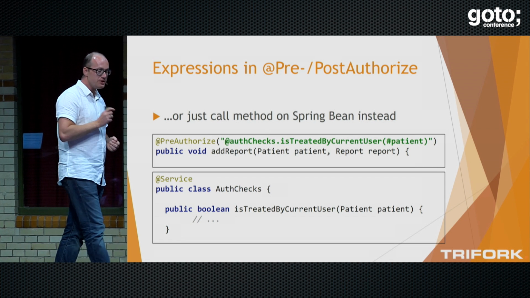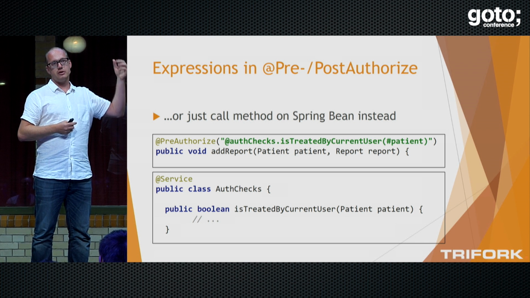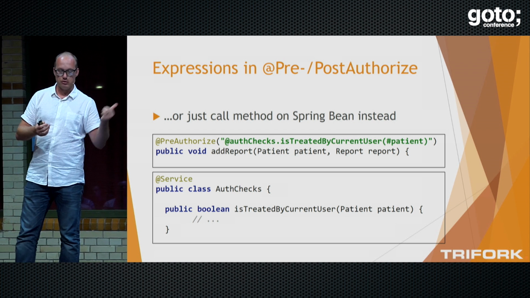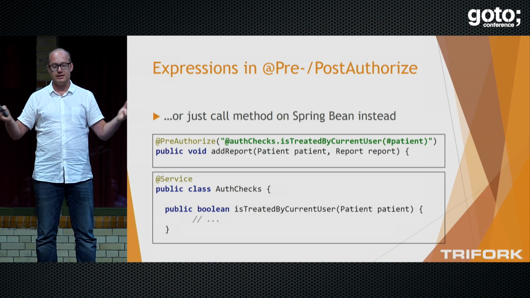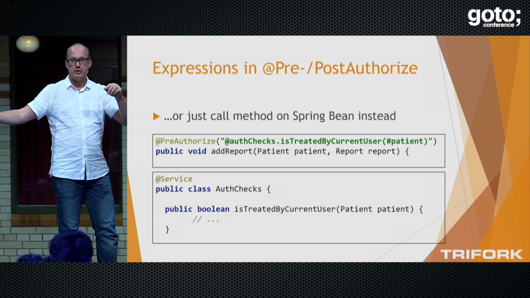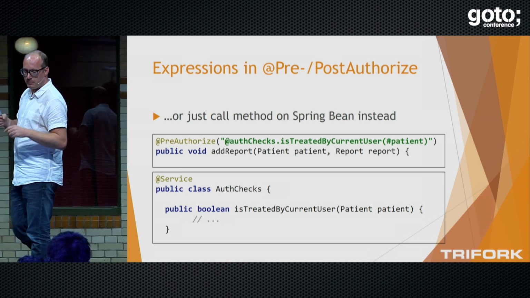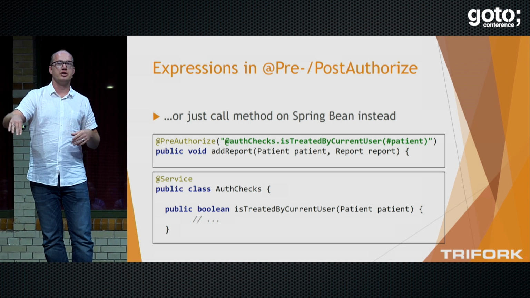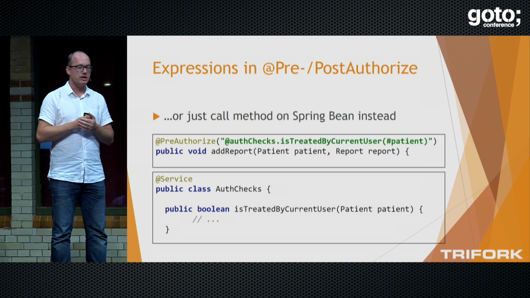Fortunately, there is a really easy way to get exactly the same effect, because from one of those expressions, you can actually call a method simply on one of your Spring-managed objects. So if we have a service called authorization checks in this case, or authChecks, to make it fit on the slide, we can say PreAuthorize and then say, okay, in order to add a report to the patient that I'm passing in here, I want to check if the current user actually has an active treatment relationship with this particular patient. So this would be in the domain of some medical record system, for example.